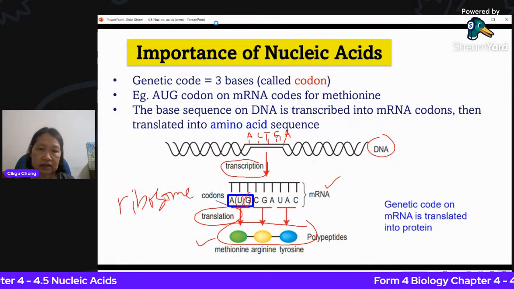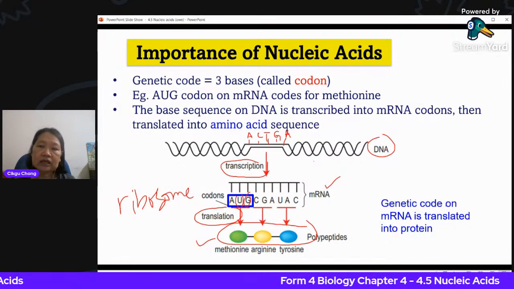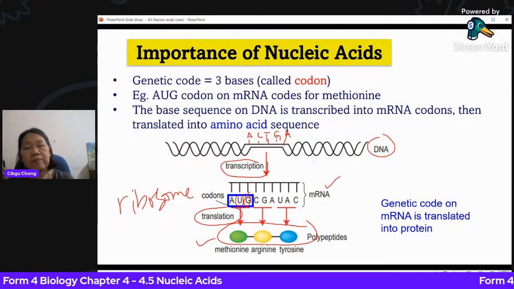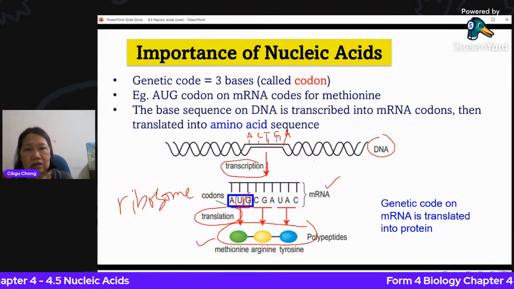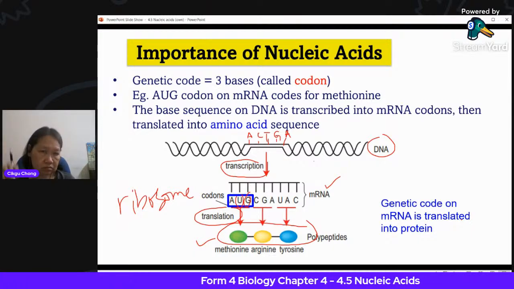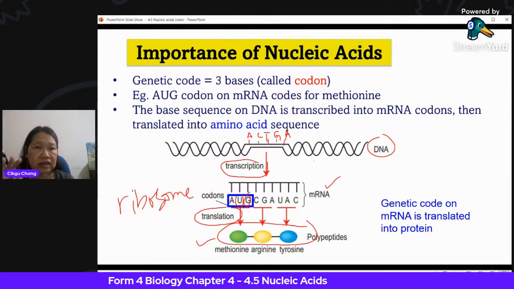Okay, next. I think that's going to be the last part already. So the genetic code on the mRNA is translated into protein. Okay, so that's how you get your protein. It's all based on what kind of codon is in the DNA. You have to copy out from the mRNA. You'll see that again in chapter 5.